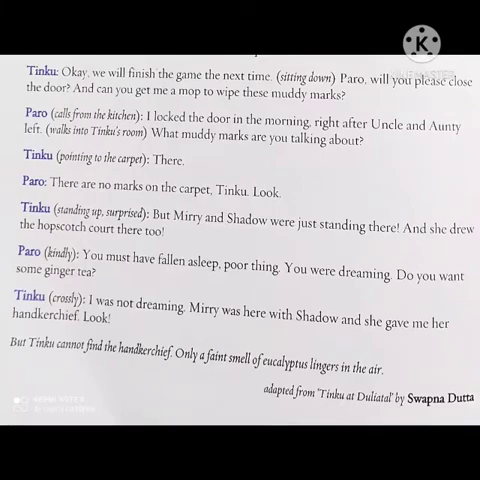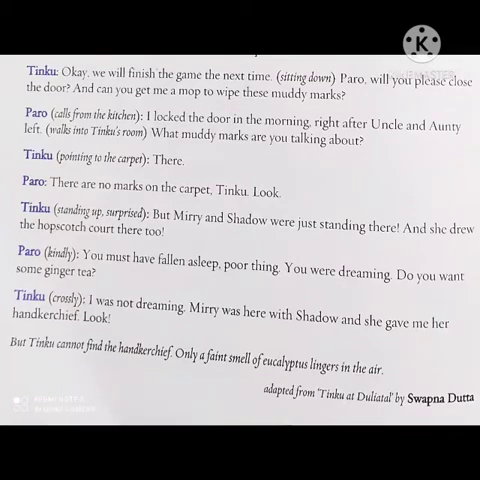Tinku, "Look." Tinku standing up surprised, but Miri and Shadow were just standing there and she drew the hopscotch court there too. Paro kindly, "You must have fallen asleep. Poor thing, you were dreaming. Do you want some ginger tea?" Tinku crossly, "I was not dreaming. Miri was here with Shadow and she gave me her handkerchief. Look." But Tinku cannot find the handkerchief. Only a faint smell of eucalyptus lingers in the air.